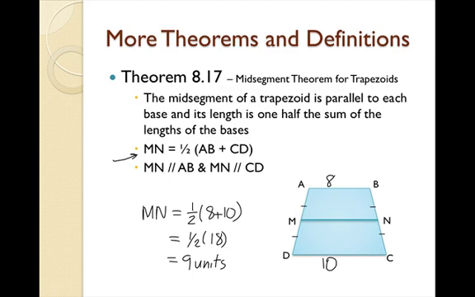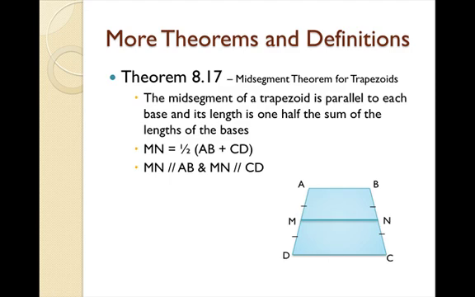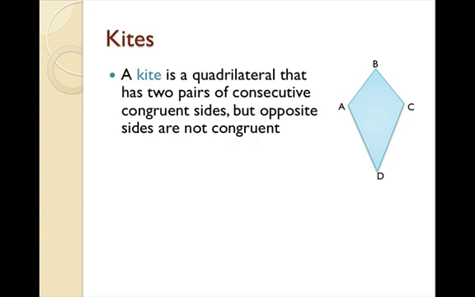Okay, now we're going to learn a new definition, and that's about kites. The figure to our right, quadrilateral ABCD, is a kite. By definition, a kite is a quadrilateral that has 2 pairs of consecutive congruent sides, but opposite sides are not congruent. Let's go into that a little more. So it has 2 pairs of consecutive sides. Remember, consecutive means that they have to be next to each other.